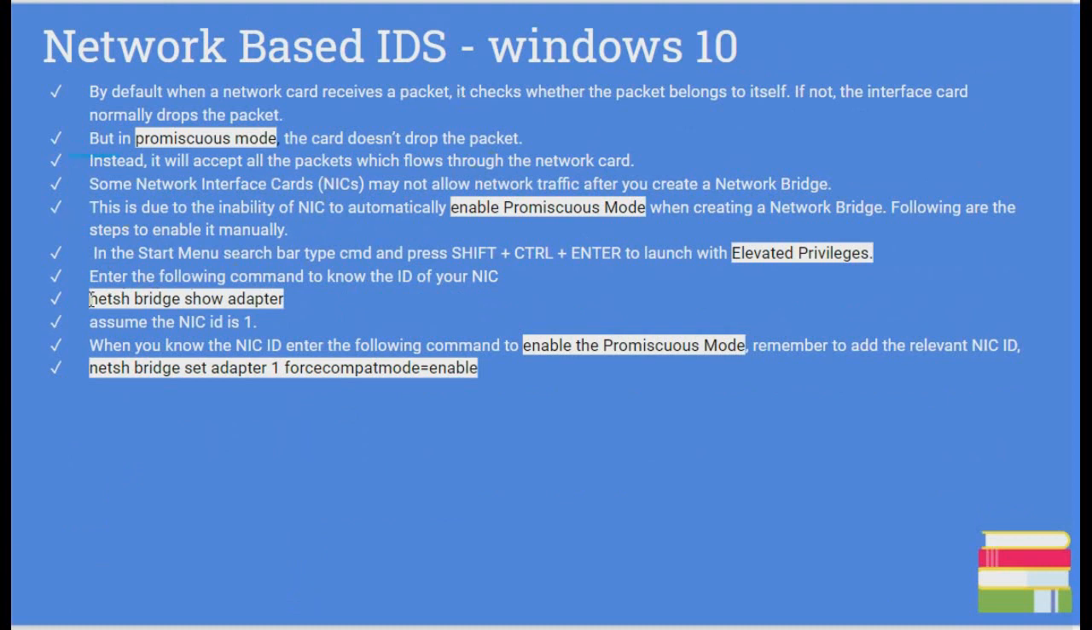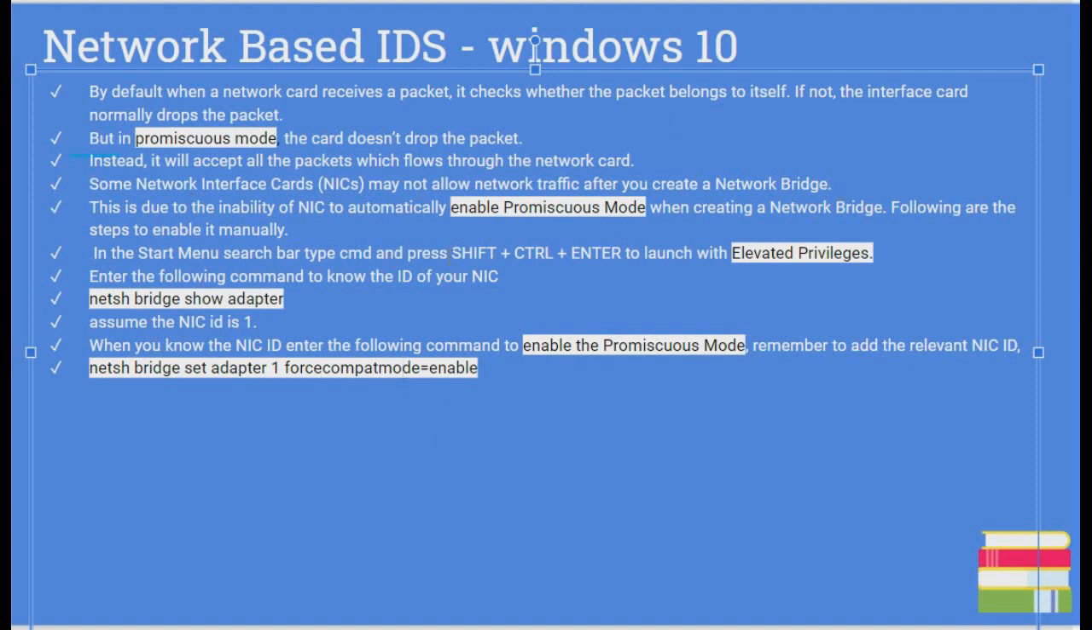For this, you have to run the command netsh bridge show adapter, and there, for example, you get your NIC, the network interface identifier. If your identifier is 1, then you have to run this command: netsh bridge set adapter 1 forcecompatmode=enable. What happens if you have a bridge? Then this setting by default will be disabled. So you have to run this command to enable it again.